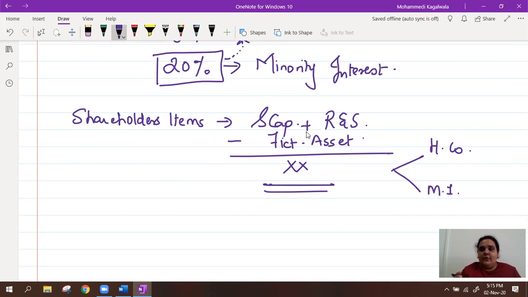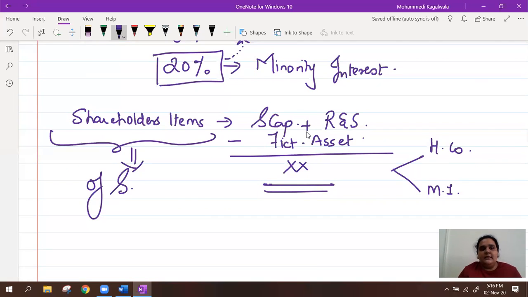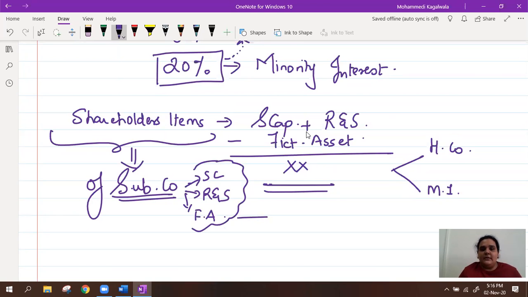Okay, why? Because the minority interest also has some stake in the same subsidiary company. So the shareholder items have to be treated. Now, which shareholder items am I talking about? I am talking about the shareholder items of the subsidiary company. तो सब्सिडरी कंपनी का शेयर कैपिटल, सब्सिडरी कंपनी का रिजर्व्स एंड सरप्लस, एंड सब्सिडरी कंपनी का फिक्टिशियस एसेट्स. Okay, all these being the shareholders items have to be treated and then divided.